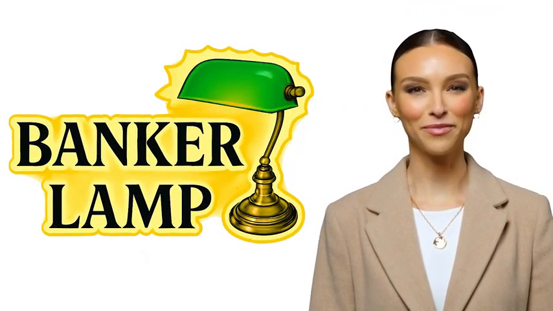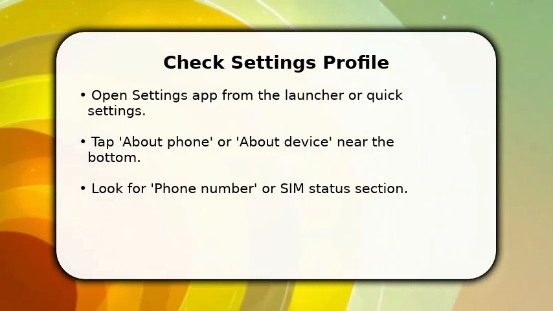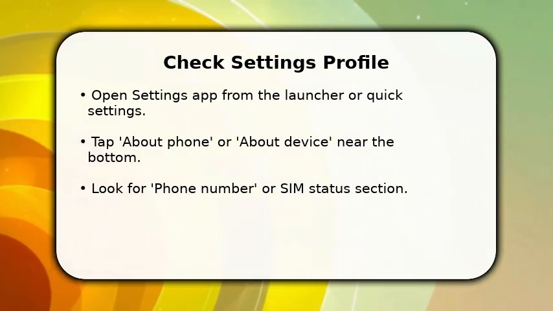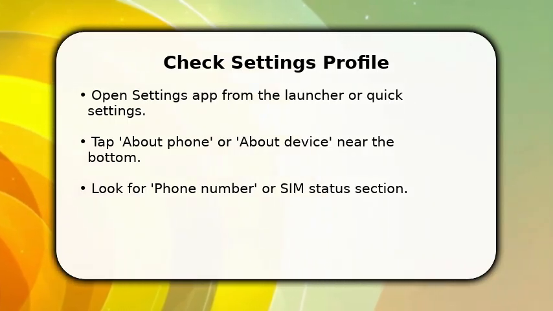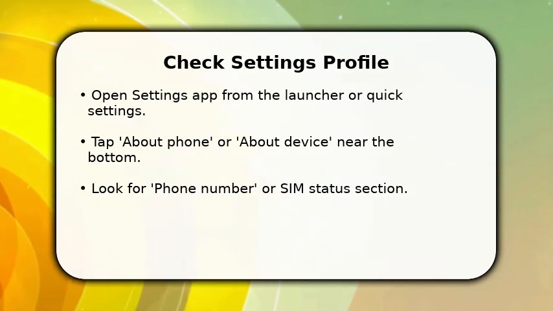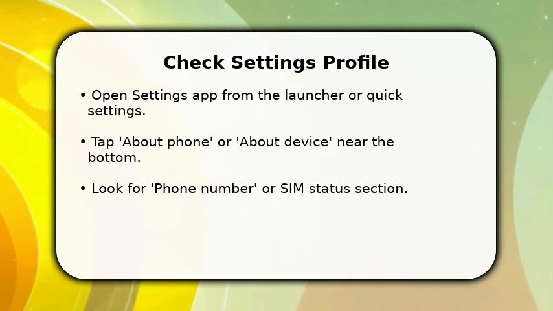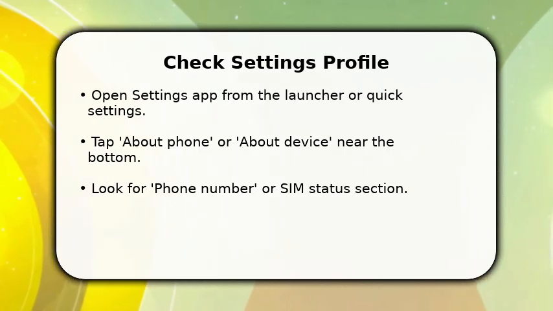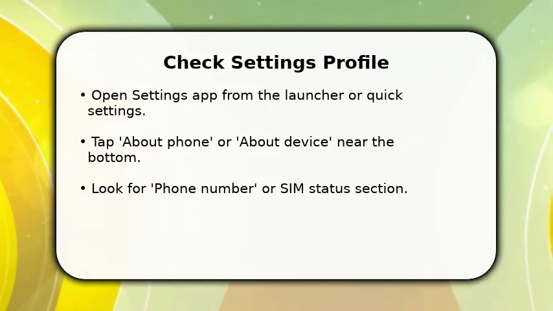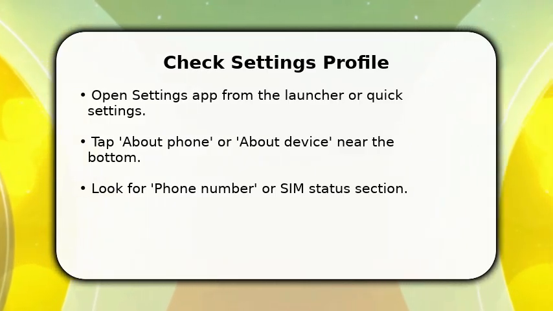Please enjoy the video. You start by opening settings so you can read system-stored information. This is faster than calling another device. Once in settings, scroll down and tap About Phone or About Device. Manufacturers label it slightly differently, but that section holds device and SIM details. Make sure to pause and scan for phone number or SIM status. If you see multiple SIMs, choose the active SIM slot. This reveals the number the carrier tied to your SIM.